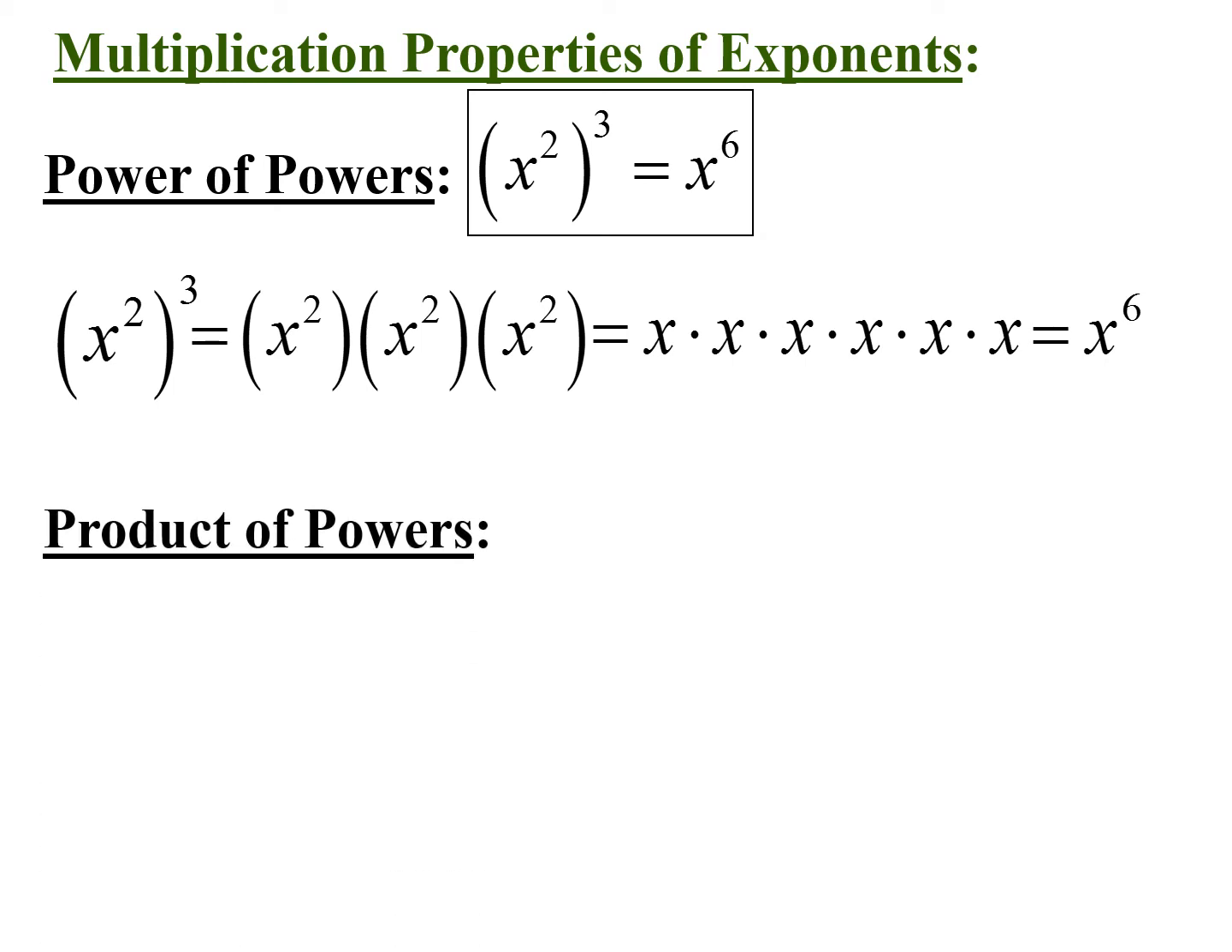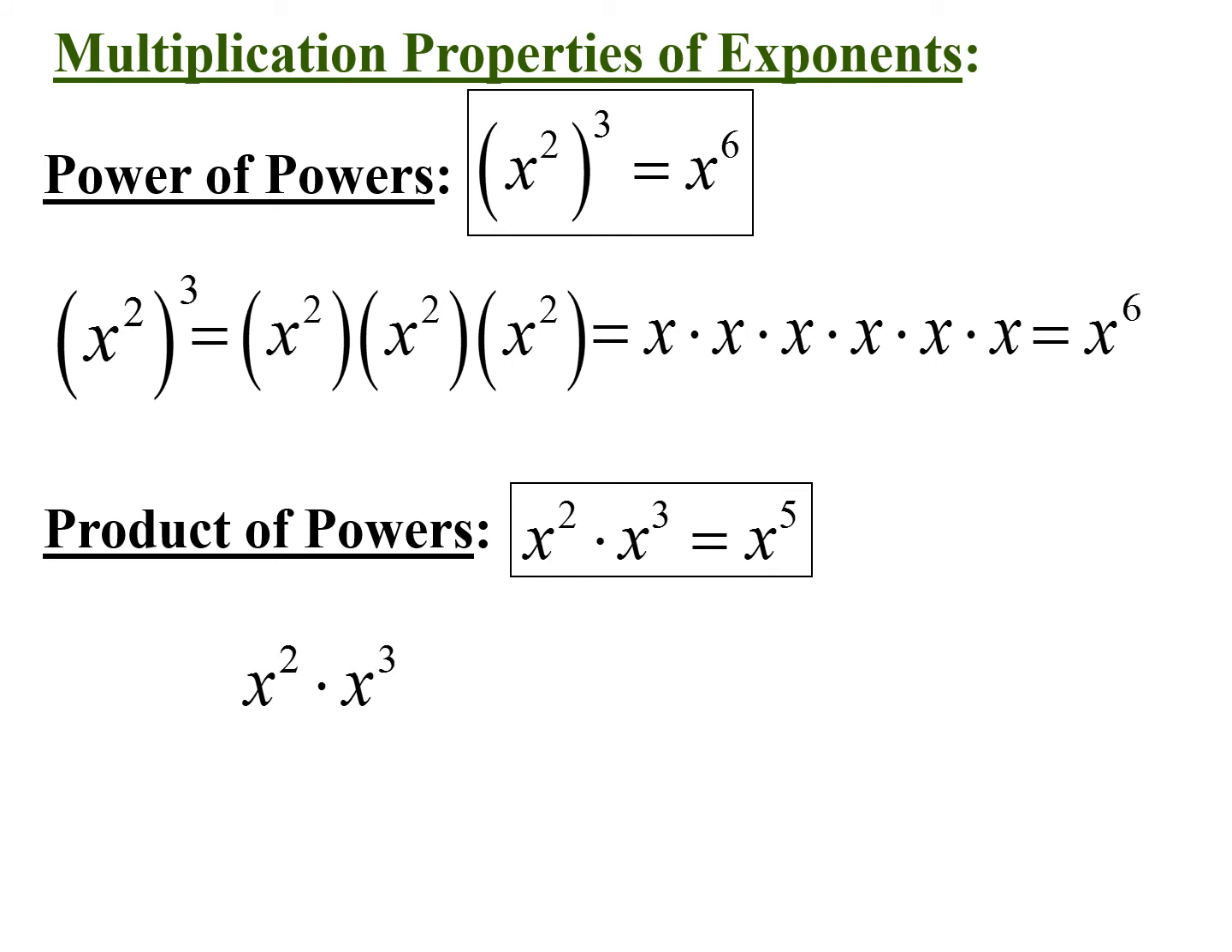When we have a product of powers, like x squared times x cubed, we add our exponents. So the exponent of 2 plus the exponent of 3 gives me an exponent of 5, x to the 5th power. We can explore where this comes from as well. If I have x squared times x cubed, my first product is x squared. This consists of x times x. Then we have times x cubed. This consists of x times x times x. So all together we are multiplying 5 x's, which is x to the 5th power.